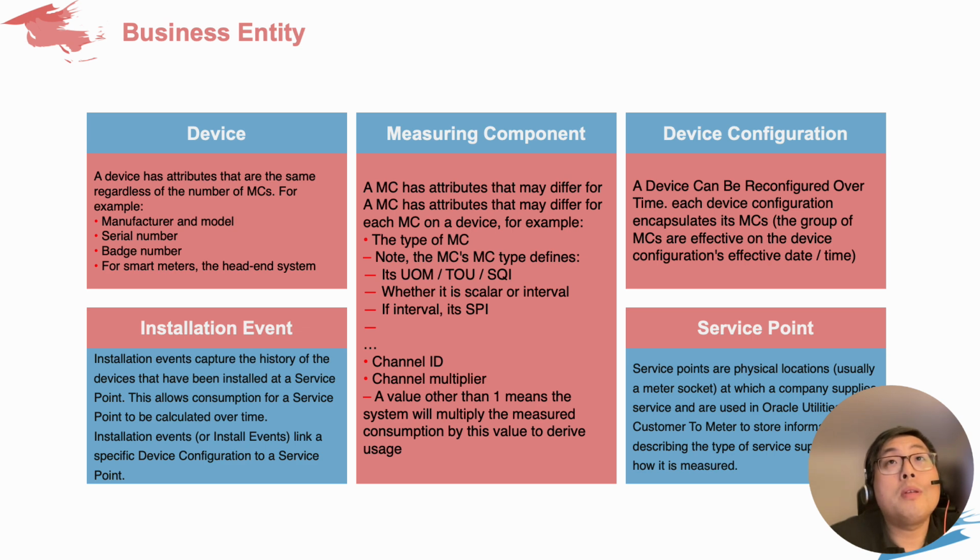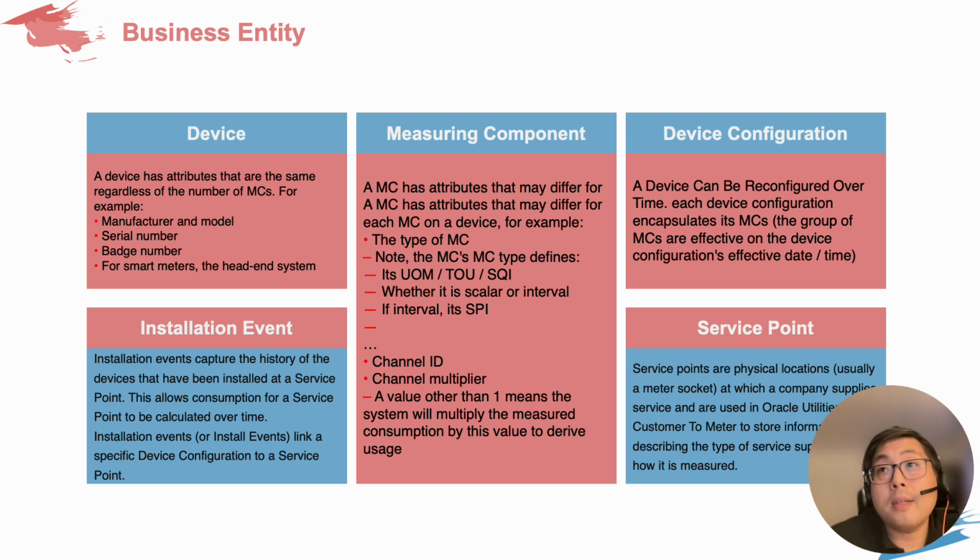Last one, we talk about the measuring components. A measuring component may differ from each measuring component on a device. For example, the type of measuring component defines the UOM, TOU, SQI we were just talking about, whether it's scalar or interval, and if it's interval, what the SPI is.